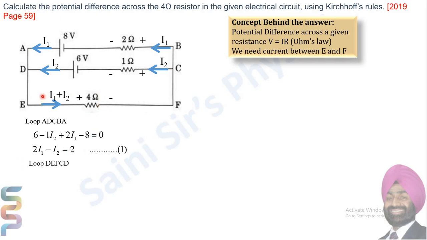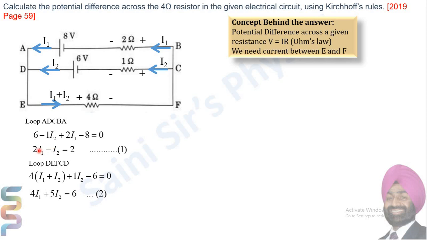Now let us apply the loop rule to D, E, F, C, D. Going along the current, positive, 4 into I1 plus I2. Going along the current, again positive, 1 into I2. The battery is negative first, minus 6 equal to 0. 4I1, I2s are 4I2 plus 1 more I2, that is 5I2, minus 6 on the right hand side equal to 6. So that is the second equation, just solve these two, that is up to you, you can manage yourself also.